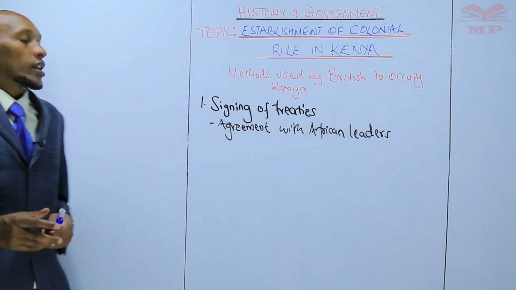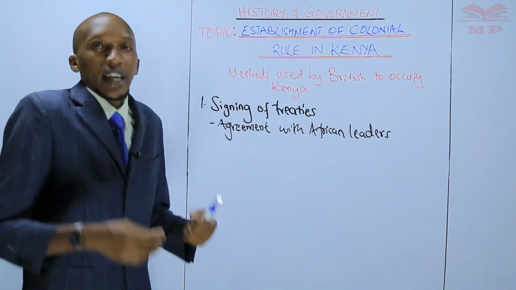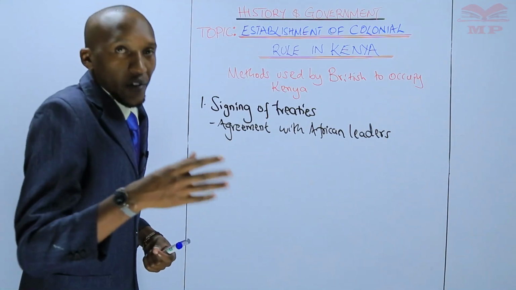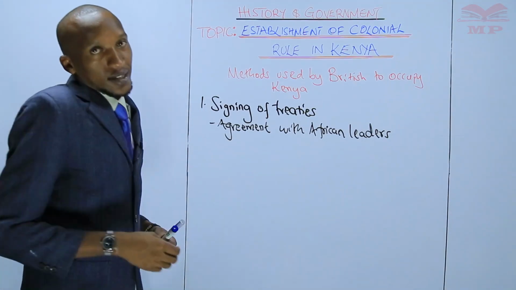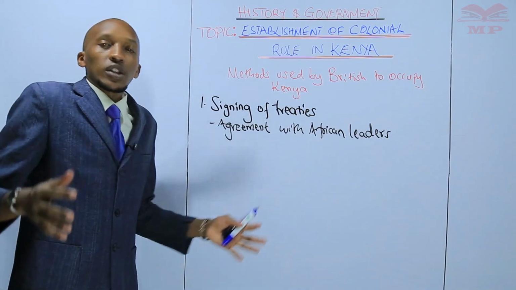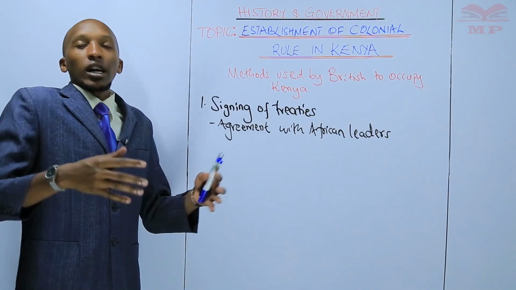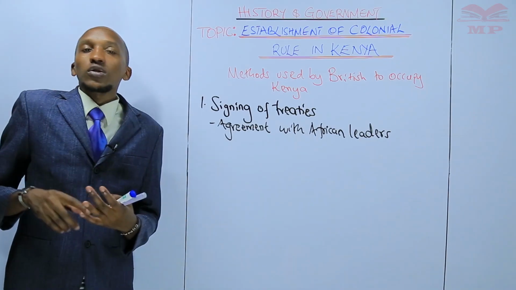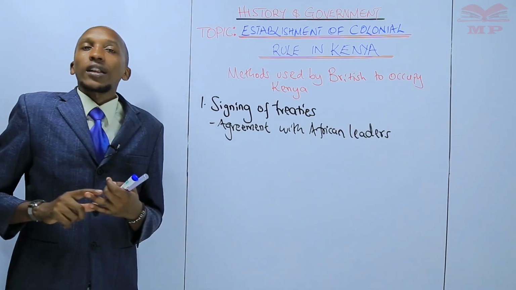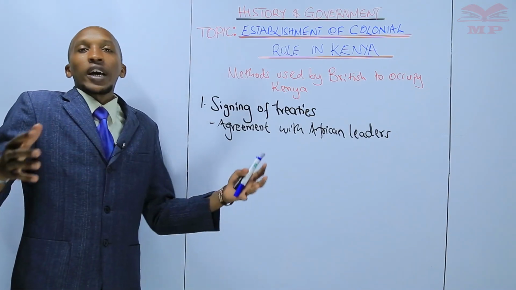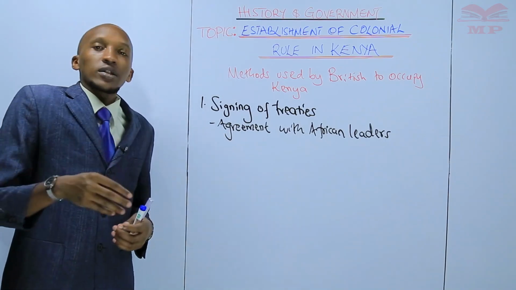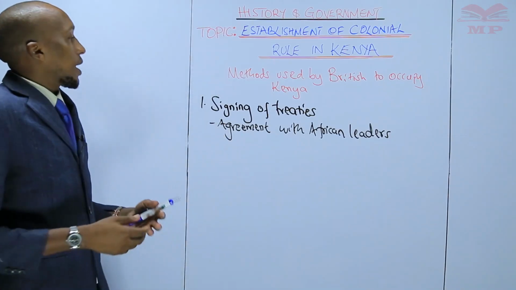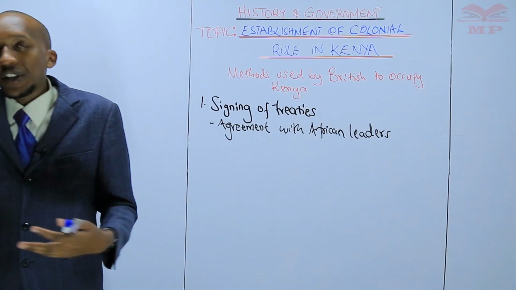As you have learned in your previous topics, in Form 1, the Kenyan societies had their own structures of governance. They had rulers. They had an administrative system. Some had centralized systems, others had decentralized systems. There are those communities that had council of elders, others had paramount chiefs, or they had kings that administered the kingdoms. So what the British did, they would come and make agreements with the African leaders.